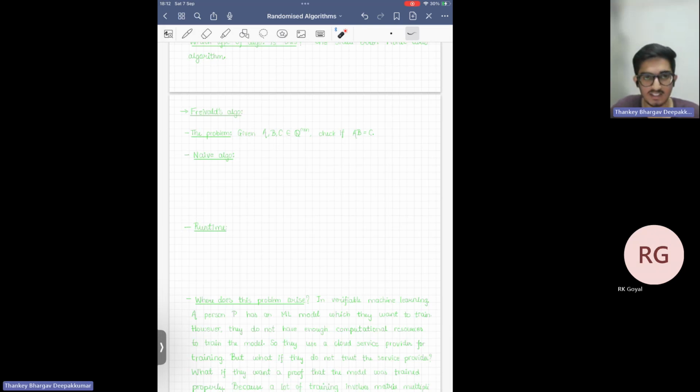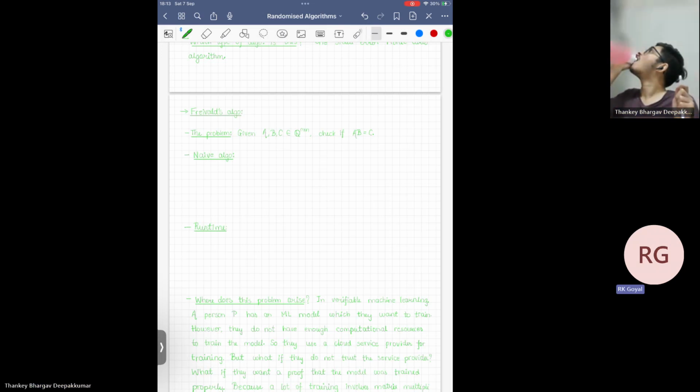The first one is called Freivalds' algorithm, and it's for the following problem. I give you three matrices A, B, and C. I also briefly mentioned this yesterday. I have three matrices A, B, and C, and I want to check if AB equals C. Is the problem clear? Yes. Okay, so now what is the naive algorithm for this?